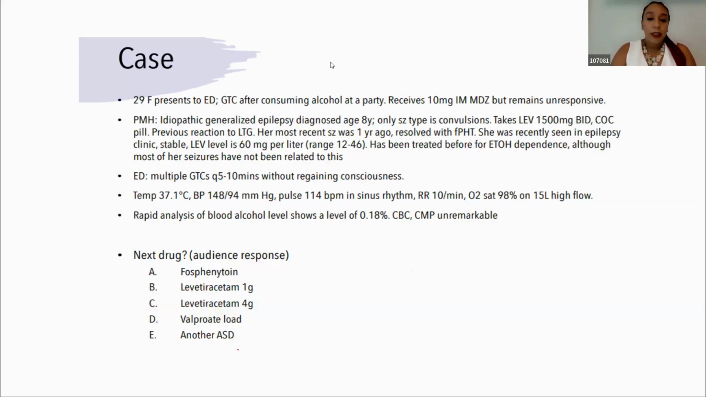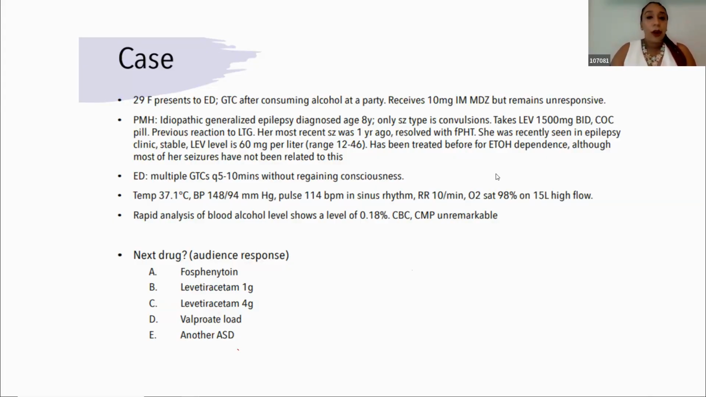Okay, so I will go ahead and say yes, I agree with Ahmed. The answer is fosphenytoin. The reason is very simple here. She's already on Keppra, and we know she's therapeutic from her recent visit with the neurologist. Most of all, we know that fosphenytoin worked in the past. So if it ain't broke, don't fix it. If it works, use it. That's why we're going to use fosphenytoin here.